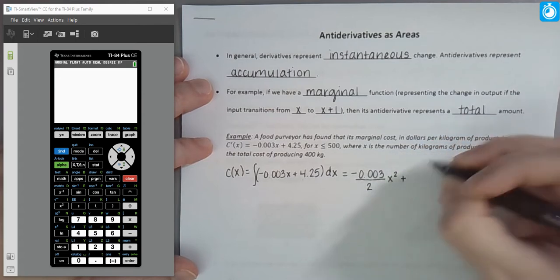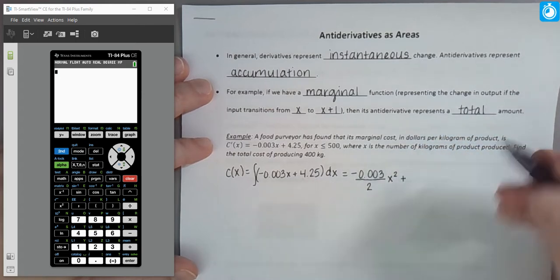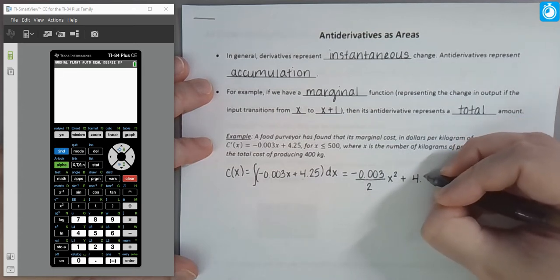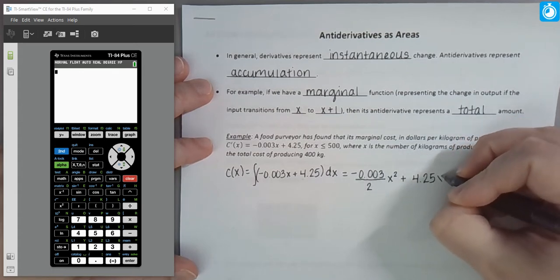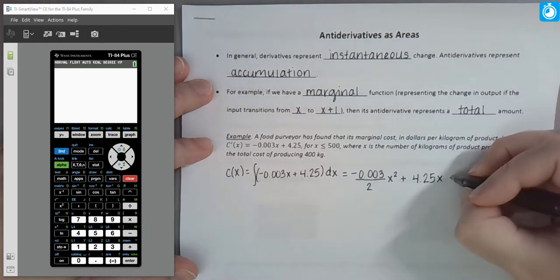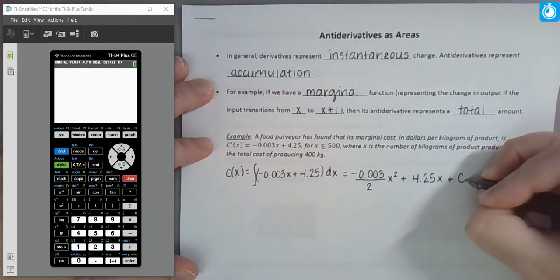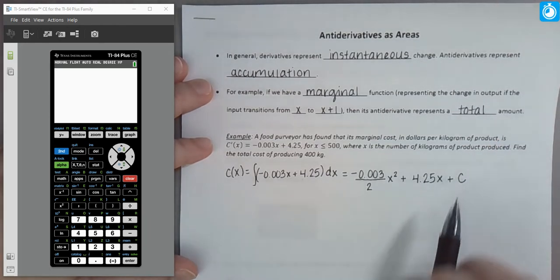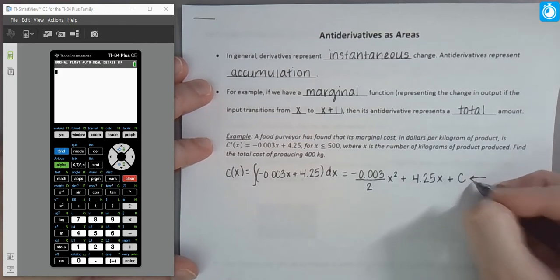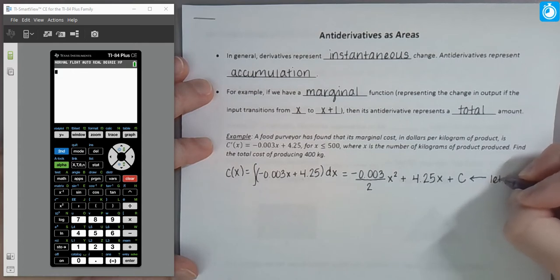And then for my second term, 4.25, it's just a constant, so when we integrate it, we reintroduce the variable x. And we know when we take a general antiderivative without extra information, we have our constant of integration c. Now for our purposes, we're going to let c equal 0.